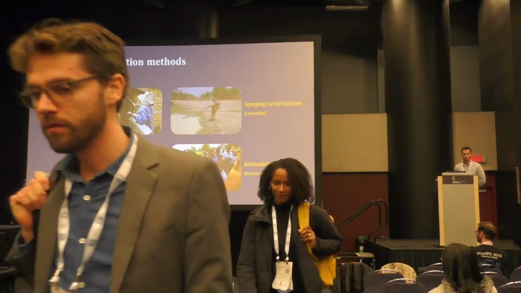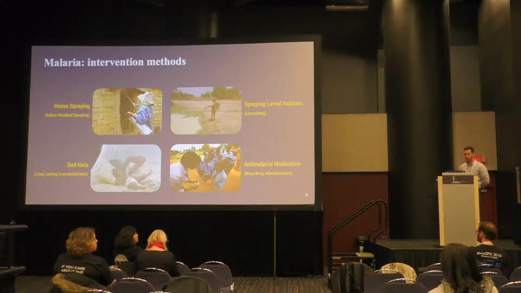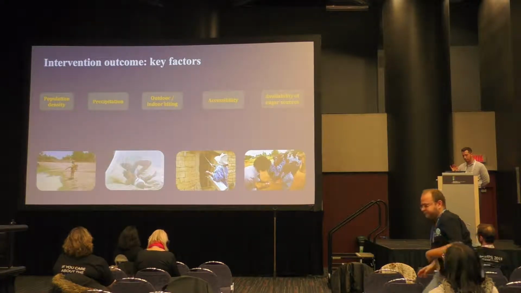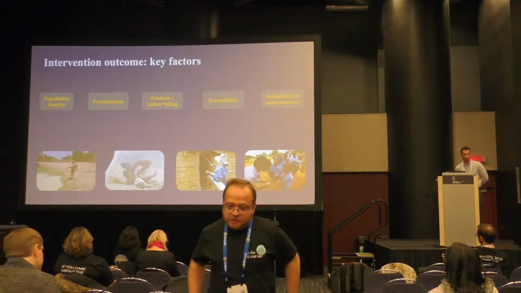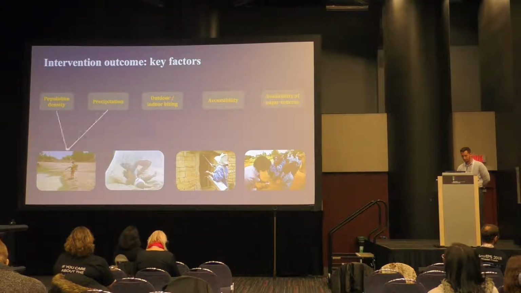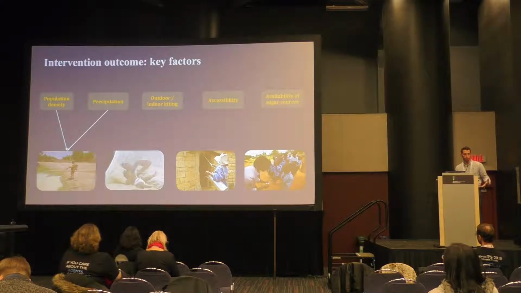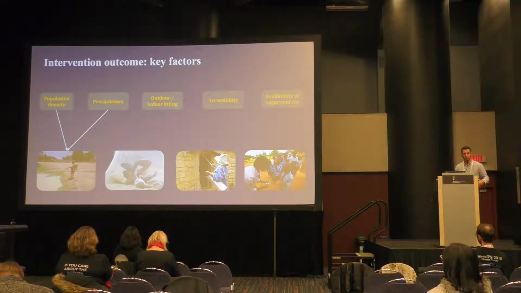There's one method that targets the actual Plasmodium parasite, which is distribution of antimalarial drugs on a large scale to an entire community at once. The problem is that the effectiveness of each of these methods in a given location depends on many factors. For example, the method of spraying water bodies in areas that are very sparsely populated, or areas where there's a lot of precipitation or swampy areas, there's too many water bodies per person for this method to be cost effective.